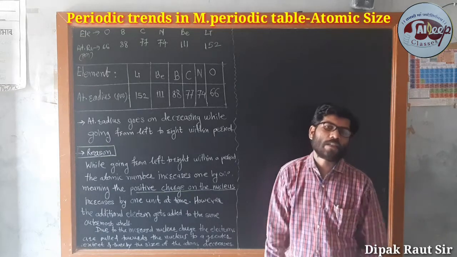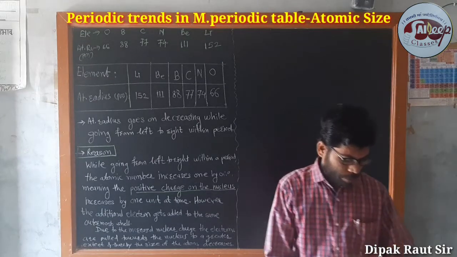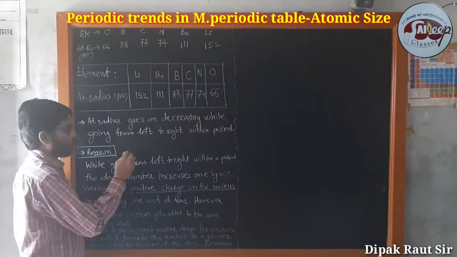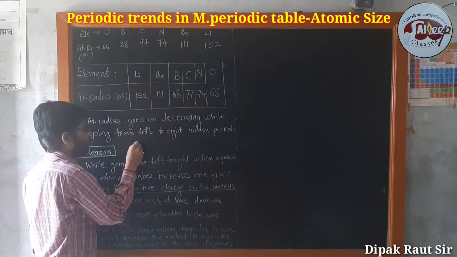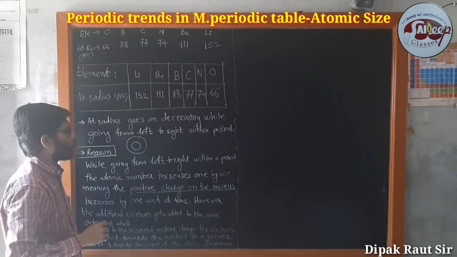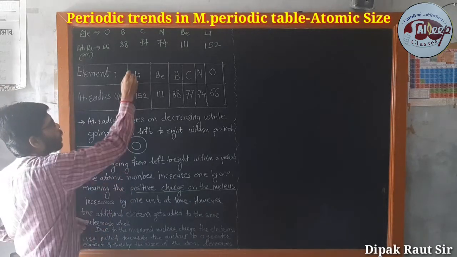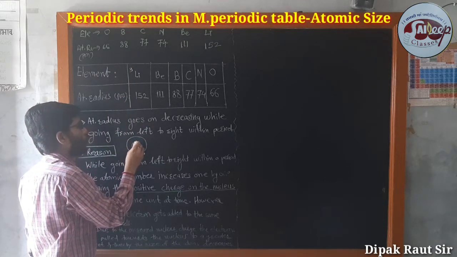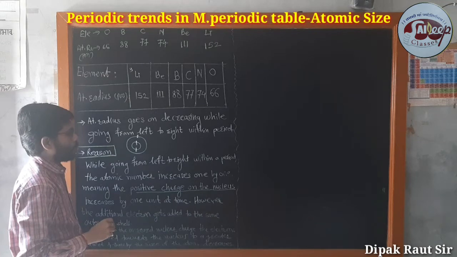But what is the reason? What is the reason? See, for example, the structure of the lithium atom. This is the lithium first shell and second shell. Atomic number of lithium is 3. The electronic configuration is 2, 1.